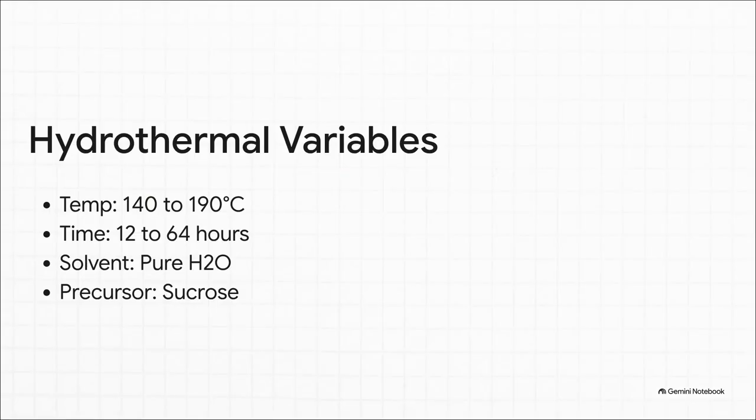To really figure out how this green process ticks, the experimental matrix isolated the impact of two main variables: hydrothermal temperature and reaction time. They tested a temperature range from 140 all the way up to 190 degrees Celsius, and reaction times spanning from a quick 12 hours up to a massive 64 hours. And throughout this entire matrix, the solvent stayed pure water and the precursor stayed sucrose.